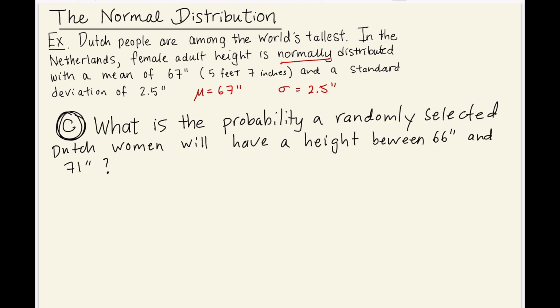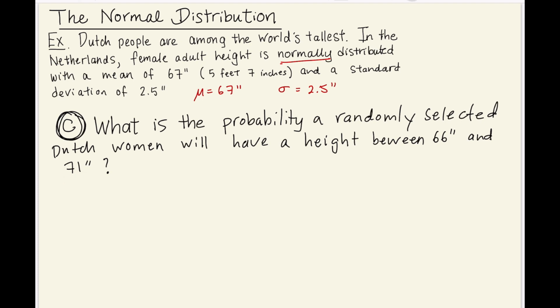So here is my final question for this video. What is the probability a randomly selected Dutch woman will have a height between 66 inches and 71 inches? So that's 5'6" and 5'11". So how do we answer a question like this?